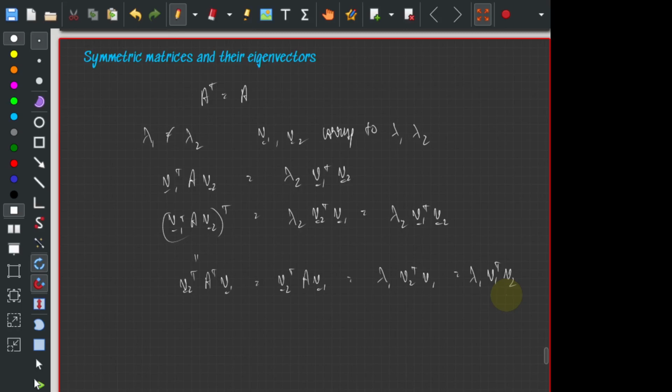But what do I know about lambda 2 and lambda 1? They're not equal to each other. But lambda 2 times V1 transpose V2 is equal to lambda 1 times V1 transpose V2. So what is the only possibility? V1 transpose V2 should be equal to 0. Otherwise, this can never be satisfied. So this means that if I take two distinct eigenvalues, then the eigenvectors corresponding to them are going to be orthogonal to each other.